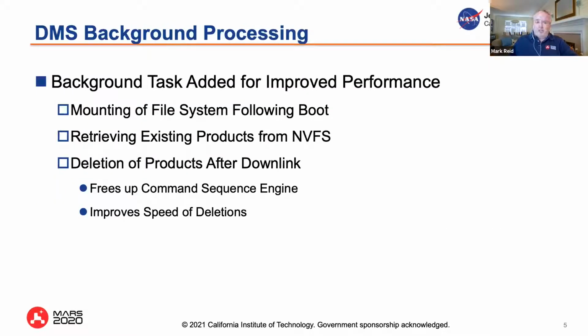For background processing, we have a primary DMS task, and we've added a DMS background task that provides capabilities for mounting the file system following a boot. This is a performance thing, so we don't end up blocking the rest of the software waiting on the file system to mount. It's being done by a background task. And then we retrieve existing products from non-volatile. If we want to retrieve an existing product to look at internally by another flight software module, that's done by a background task.